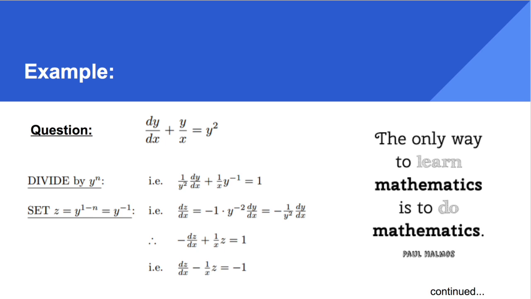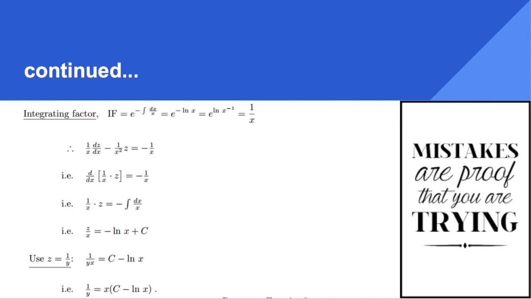To solve the Bernoulli equation dy/dx + y/x = y^2, first we divide everything by y^2. Then, we let z equal y^(1-n), where n is equal to 2. Therefore, z is equal to y^(-1). The equation now is written as dz/dx - (1/x)z = -1. Now, we have a linear differential equation, which we know how to solve by using an integrating factor.